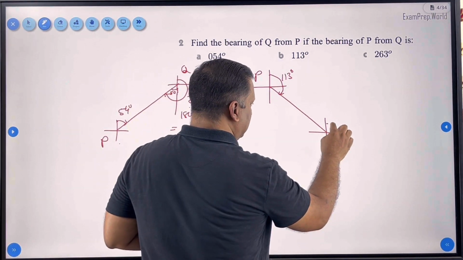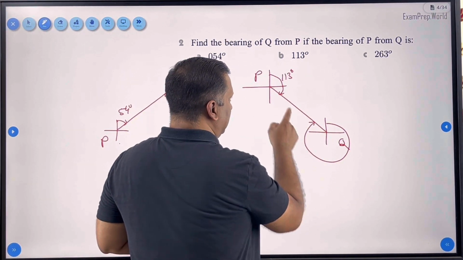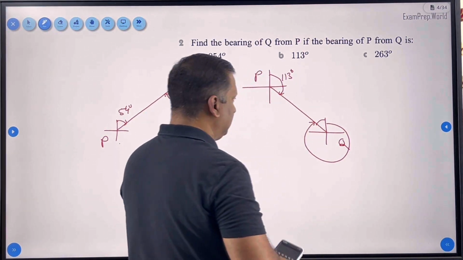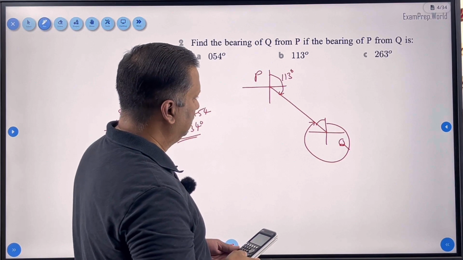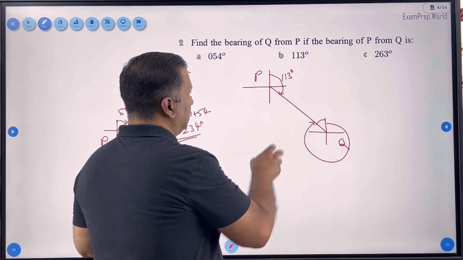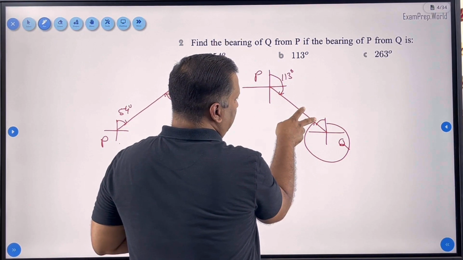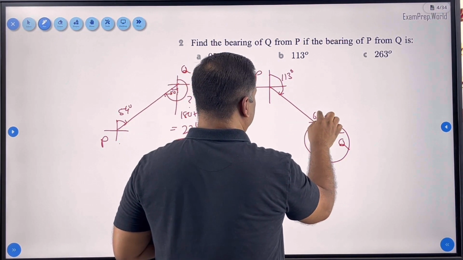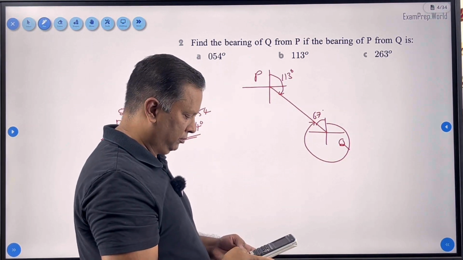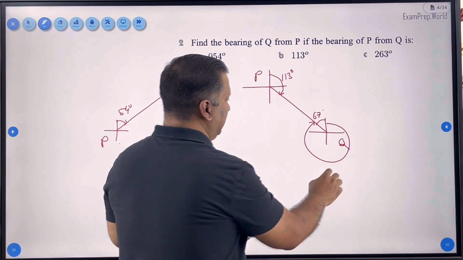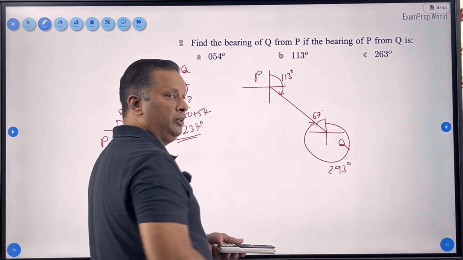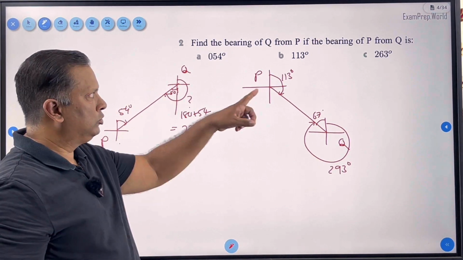Now they are asking us this angle. If this is 113, how much will this be? 180 minus 113, right? The sum of interior opposite angles is 180. So this is 67. Now this angle is how much? 360 minus 67, correct? So it is 293 degrees. 293 degrees bearing. See, the bearing has to go from here to here. Understood, right? Now let's do one more.